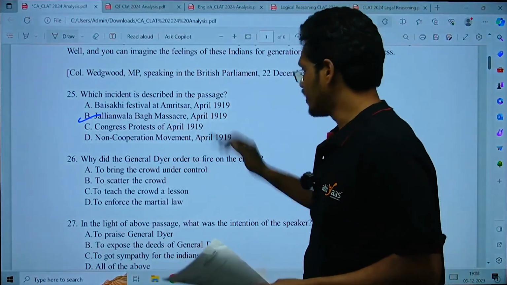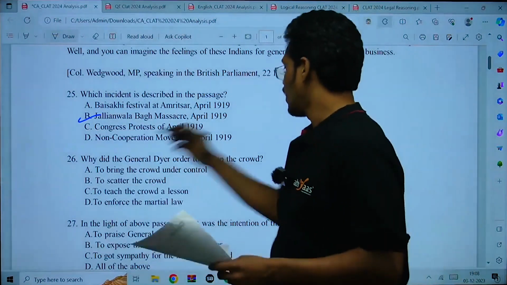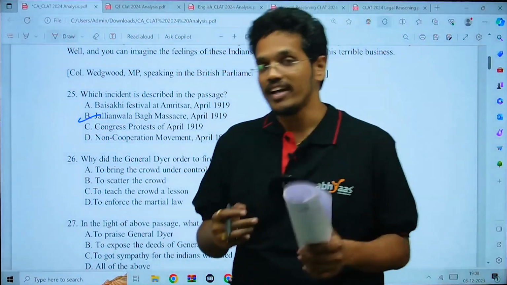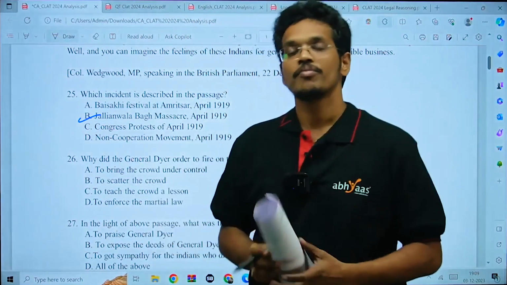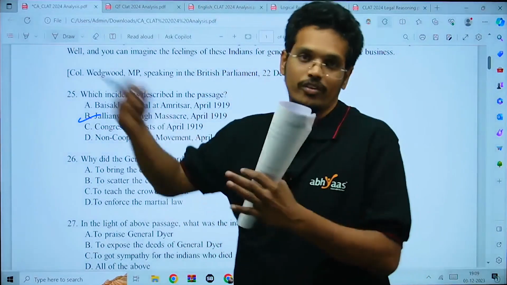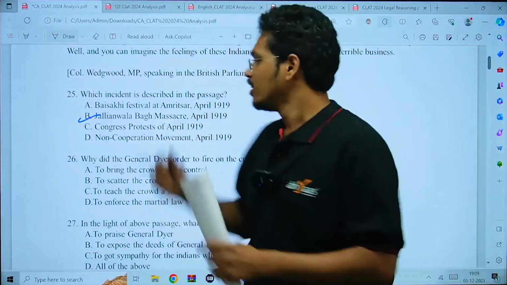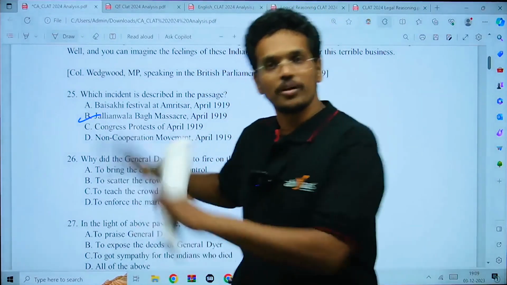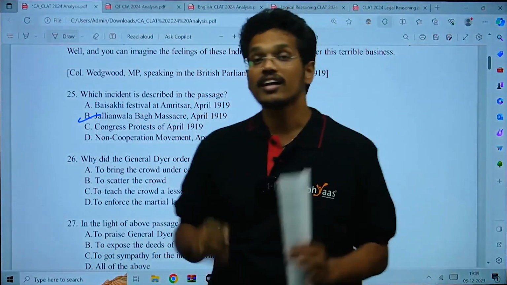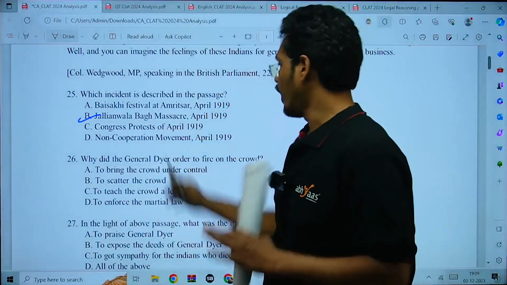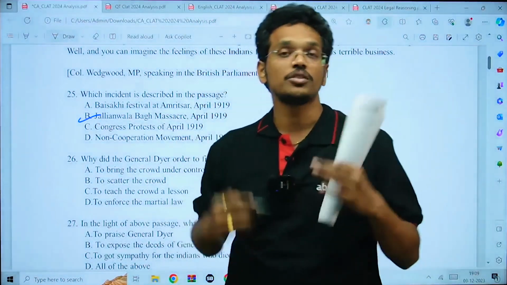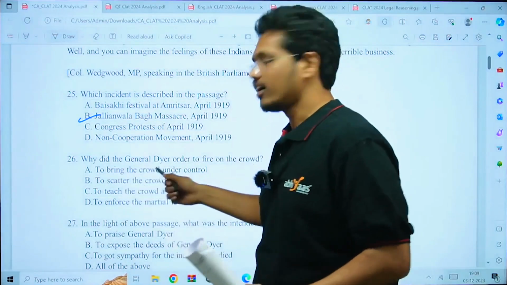The next one: why did General Dyer order to fire on the crowd? For this question you may not find the answer directly from the passage, but if you do the logical thinking as you were doing in the critical reasoning part, you can easily find the answer. Let's look into the options. The first option: to bring the crowd under control. Why did he have to start firing? To bring the crowd under control.